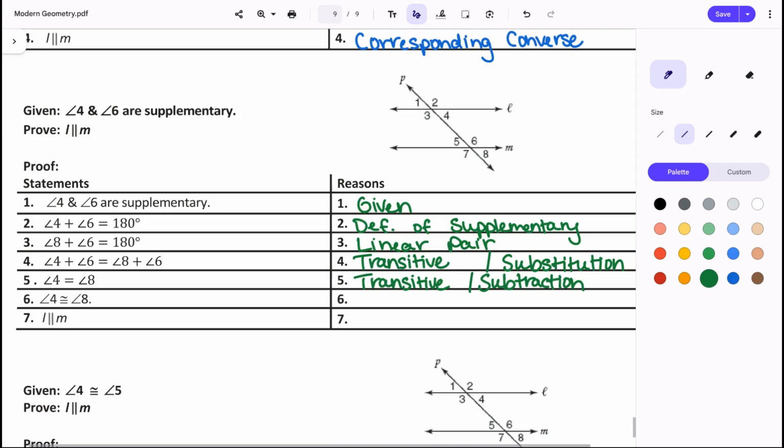Okay, how'd we go from 5 to 6? Keegan? Definition of congruence or whatever. Yep. We just switched from equal to congruent. Okay, 4 and 8 are congruent to each other. What kind of angle pair did we say 4 and 8 were going to be? Corresponding. So since we're at corresponding angles now, and we know that they're congruent to each other, that means we can use our corresponding converse to finish this, because we're trying to show that those lines are parallel. So last step is to say corresponding converse.